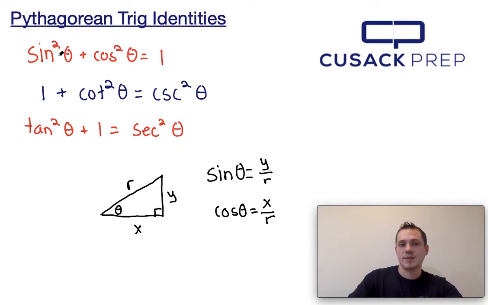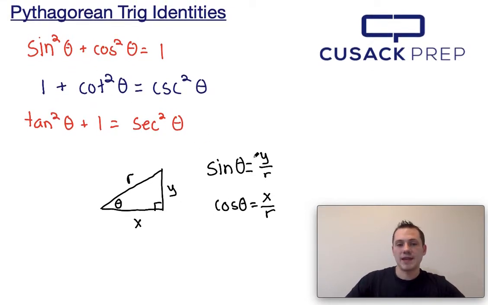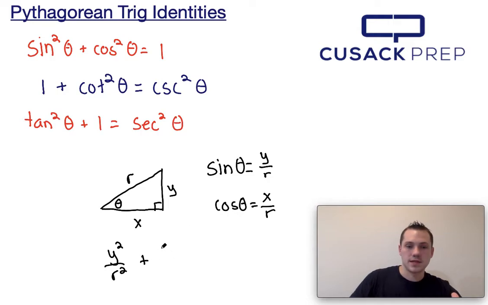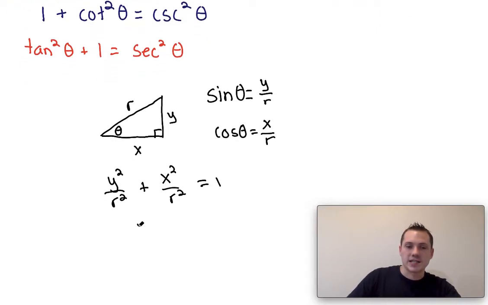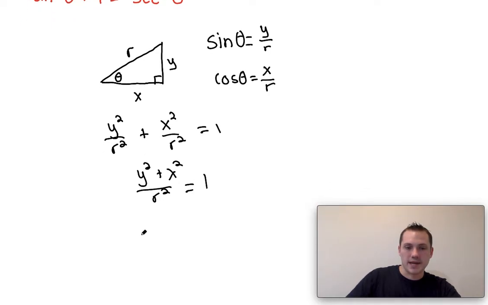So if we take this and we plug it into sine squared of theta, well, if sine of theta is y over r, sine squared of theta is going to be y over r squared, which is y squared divided by r squared. Cosine squared of theta is going to be x squared over r squared, and the right side is just going to equal 1. I'm just plugging these values into my top equation here. Now, what do we know about adding fractions? We know that you can just add straight across the top and keep the denominator the same. And if I multiply r squared over to the right-hand side, I would find that x squared plus y squared is equal to r squared.